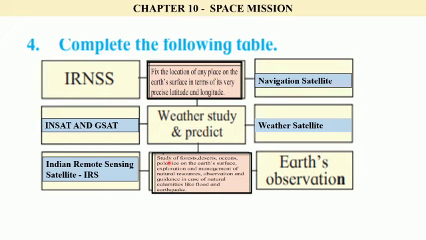Its function is to study forests, desert, oceans, polar ice on Earth's surface, exploration and management of natural resources, observation and guidance in case of natural calamities like flood and earthquake. Whereas the name of the Indian satellite series is IRS, that is Indian Remote Sensing Satellite.